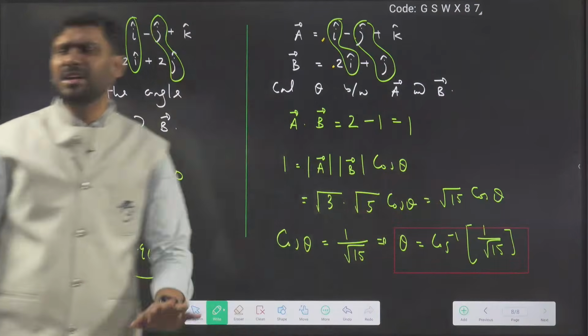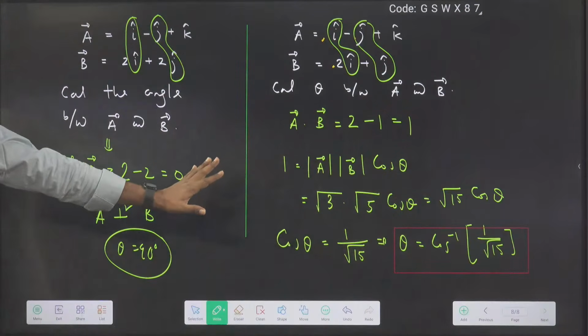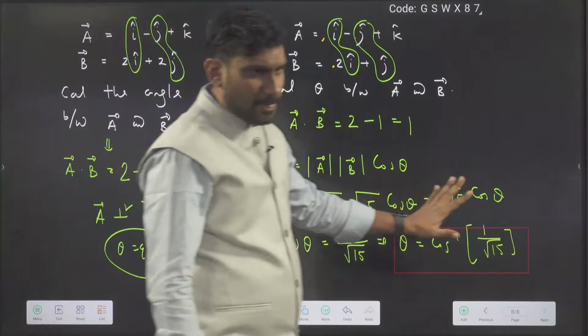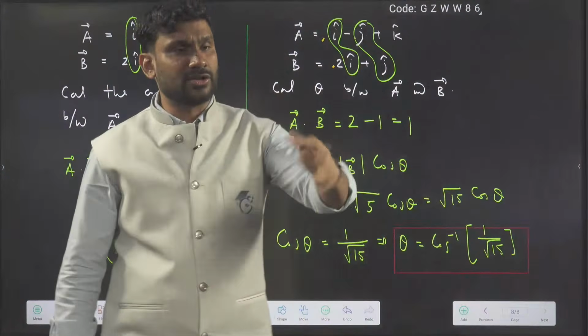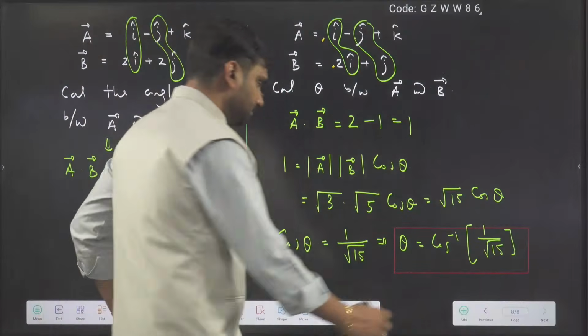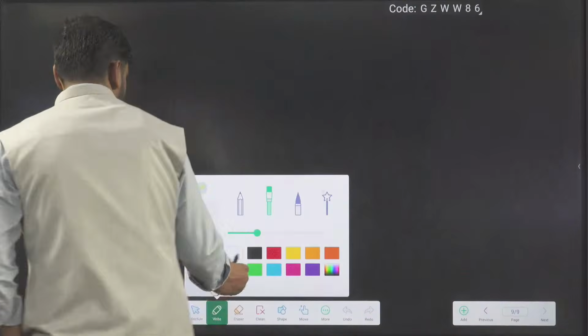Second one, these are not tough. These are actually calculative. We have to just get the basic calculation right. Correct? Let's do one last question, then I will go to the next topic.